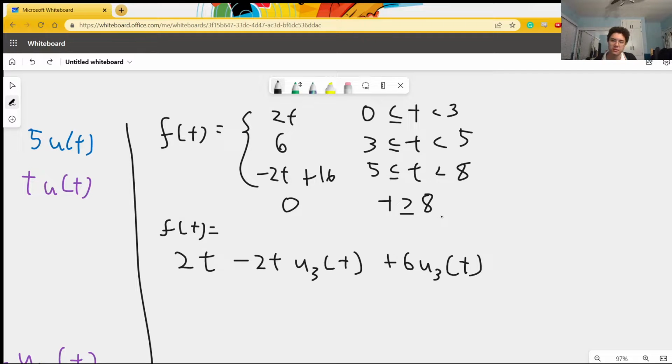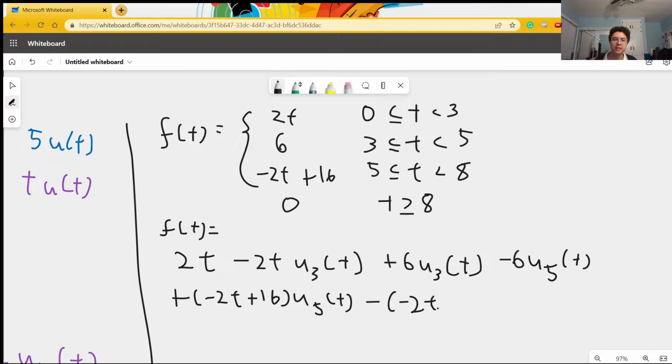It appears. Now you may be able to tell what happens at t equals 5. At t equals 5, we turn off 6. Sorry, this should be u5(t). And at t equals 5, we turn on negative 2t plus 16. So this becomes plus negative 2t plus 16 u5(t), because that turns on at time equals 5. Then at time equals 8, we turn off negative 2t plus 16 using u8(t).